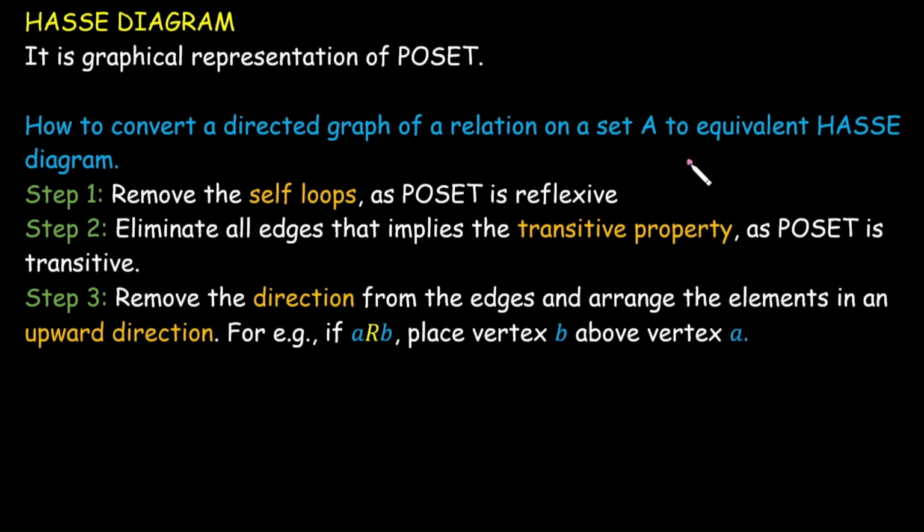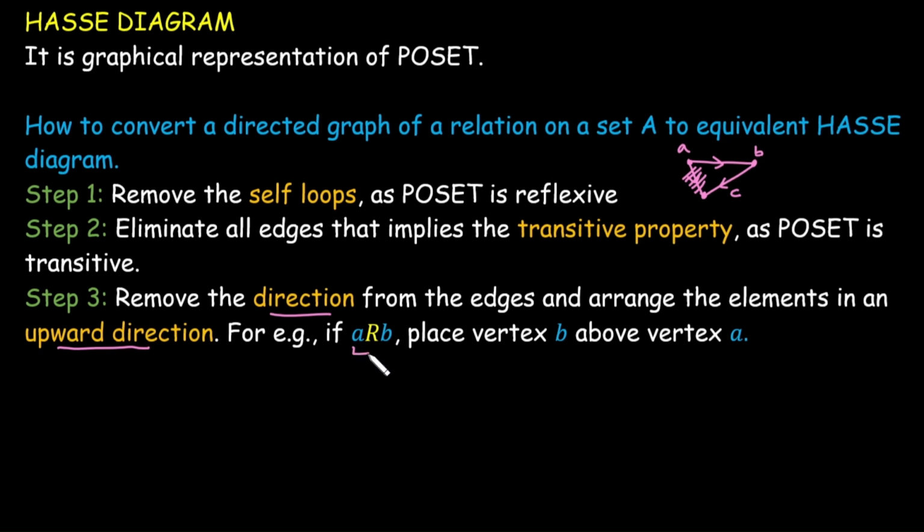Transitive property means if A is related to B and B is related to C, then A is related to C, and if we have such an edge, we need to remove that one. The third step is remove the direction from the edges and arrange the elements in an upward direction. How to arrange the elements in an upward direction?